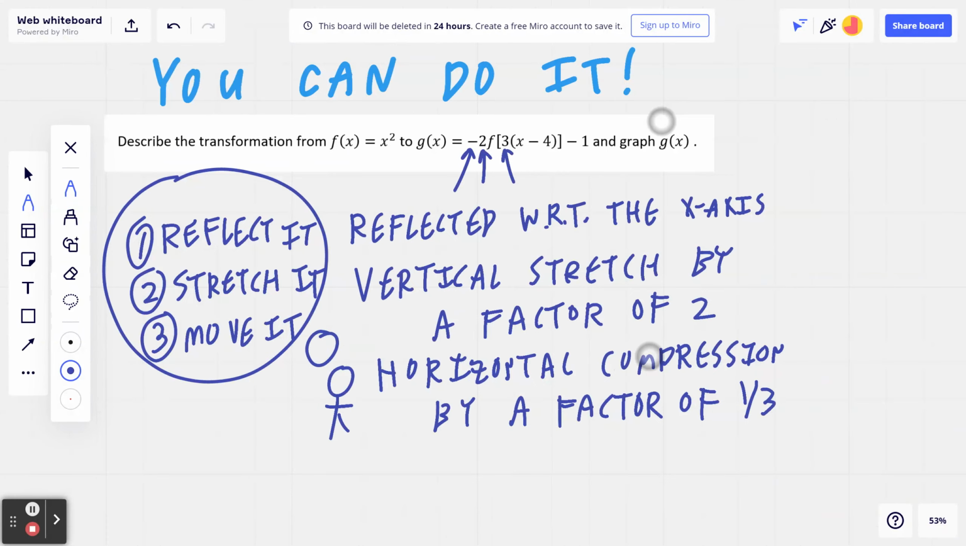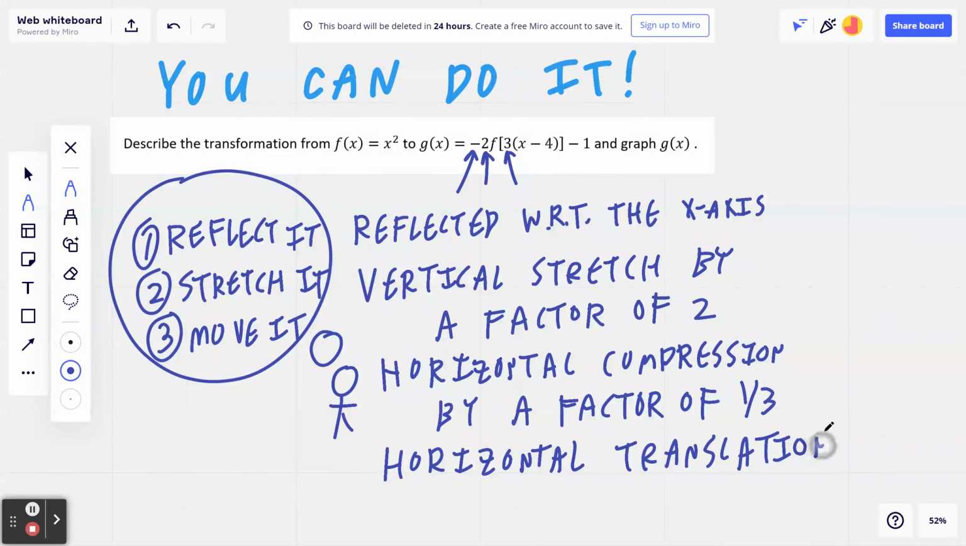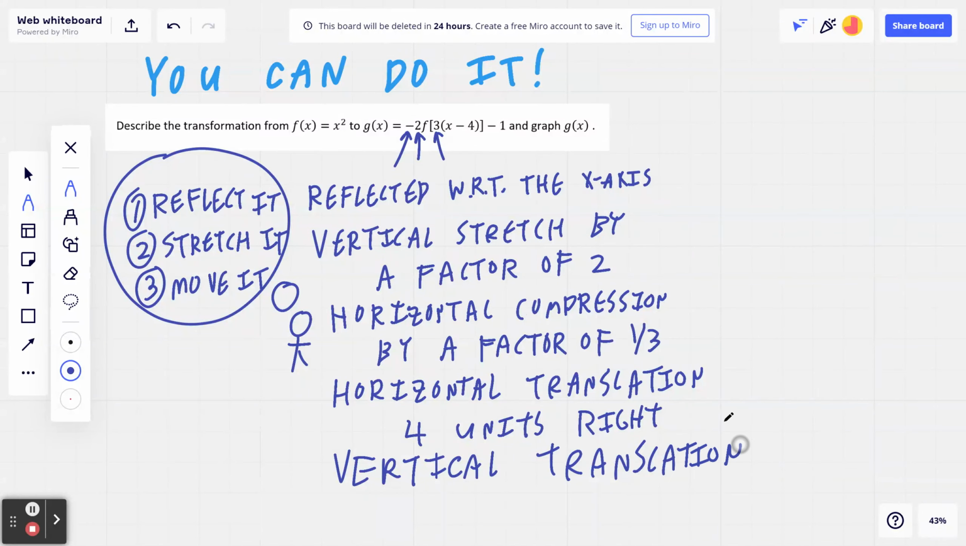Don't forget, there's also the x minus 4 inside the brackets. When it comes to left and right, think opposite. So x minus 4 really means horizontal translation 4 units right. Last but not least, if you think about the minus 1 at the end, that really means vertical translation 1 unit down.